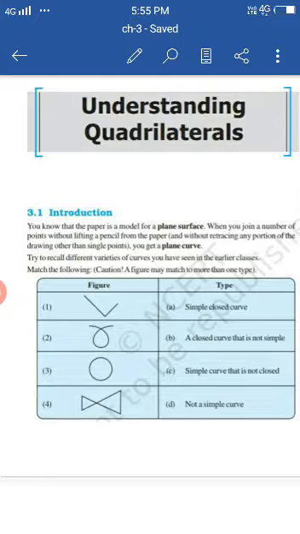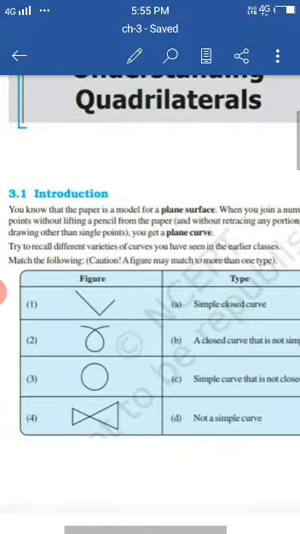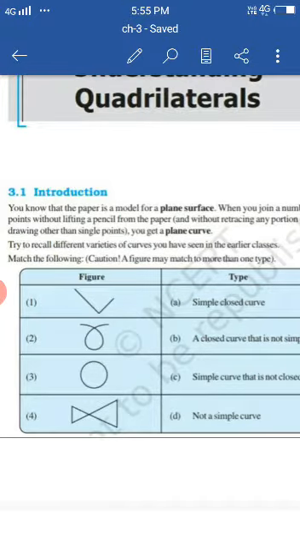So, students, today we are going to start chapter 3, that is understanding quadrilaterals. In this, first of all, I want to tell you about the curve. What is a curve? Children, when you join a number of points without lifting the pencil, then you will get a plane curve. For example, you can see these figures 1, 2, 3, and 4. All these are curves, but all are of different types.